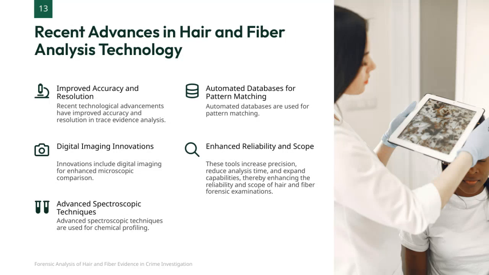Recent advancements in technology have significantly improved the accuracy and resolution in analyzing trace evidence like hair and fiber. One major development is the use of digital imaging, which allows for much more detailed and precise microscopic comparisons than ever before. Alongside this, advanced spectroscopic techniques enable us to perform chemical profiling, giving deeper insights into the composition of the samples. Additionally, automated databases now assist in pattern matching, speeding up the identification process and reducing human error.